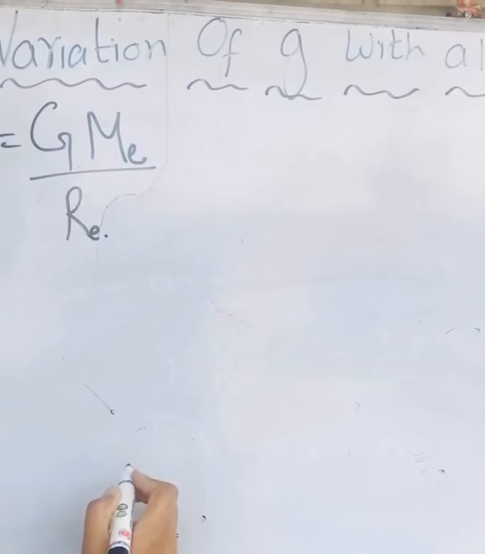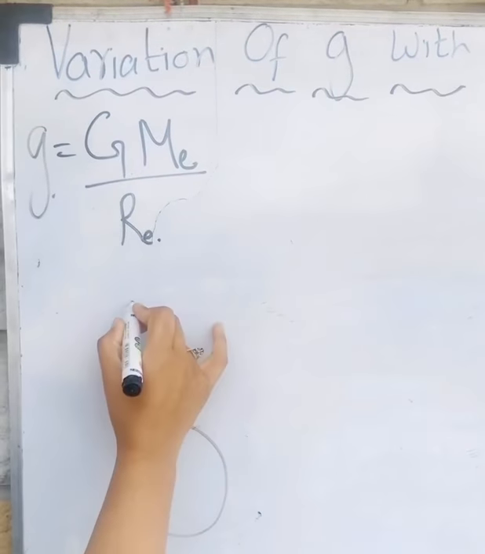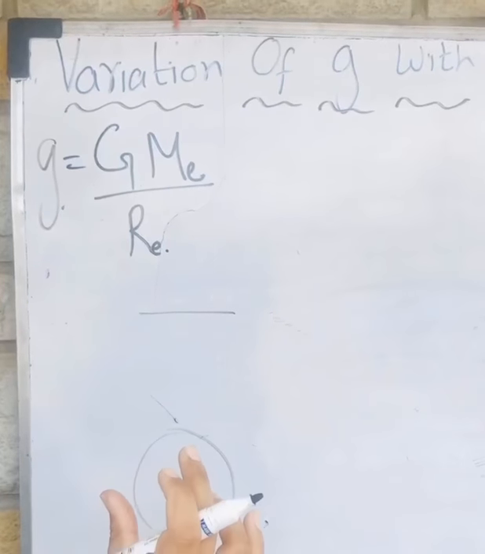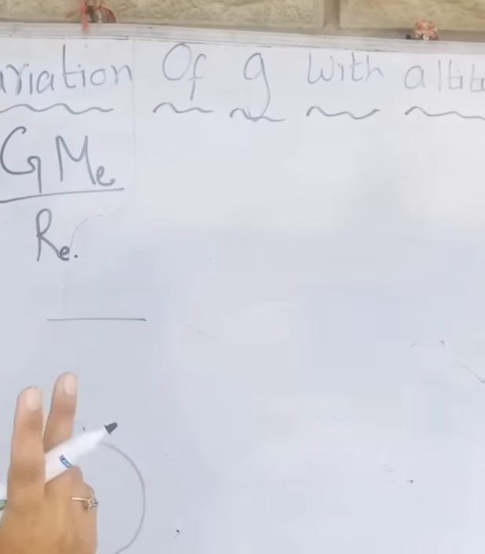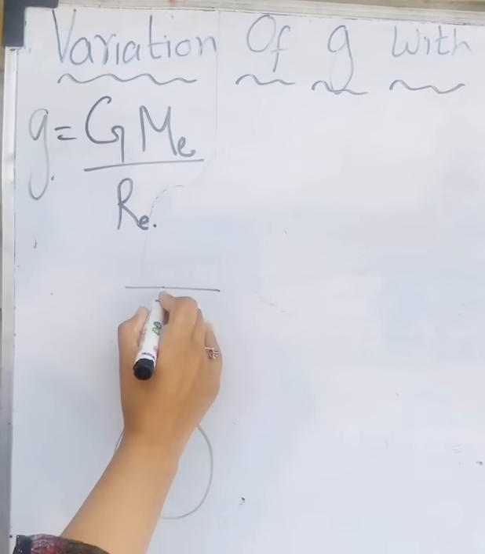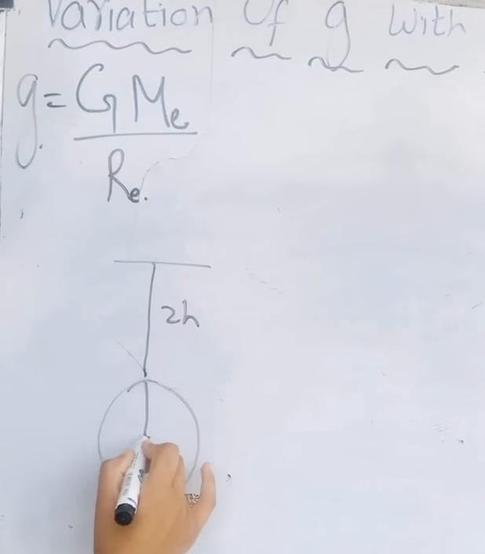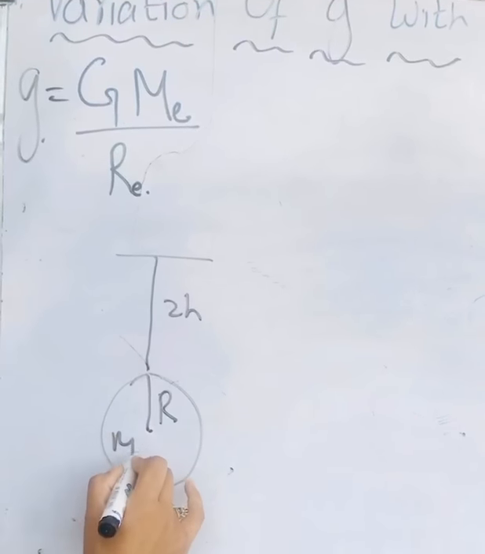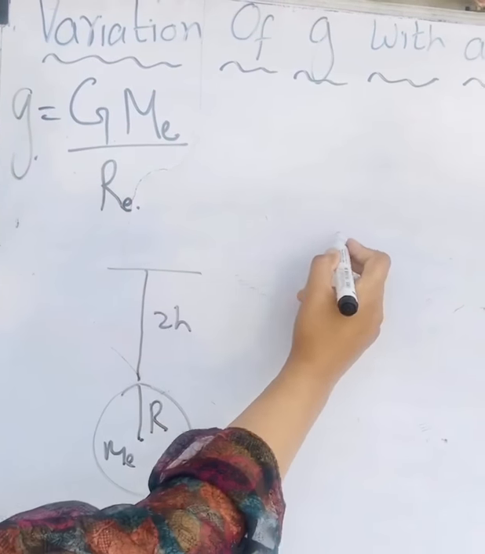Consider, guys, now this is the earth. Now the object is two radii away from the surface of the earth. I mean, the object is 2R away from the surface of the earth. It is 2h. Again, this is the earth, the radius of the earth is capital R, and the mass is Me. So let's put all of these conditions in that equation.